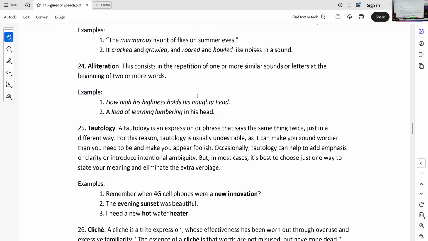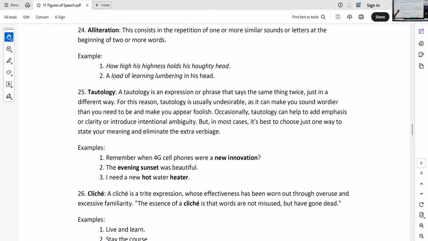Queen of cookery, actually the first letter is not being repeated. Queen is Q, cookery is C, but it is an alliteration because the sound is repeated. Queen of cookery, it has the effect. This question can also come because it is not about the letter, it is about the sound. Understood?